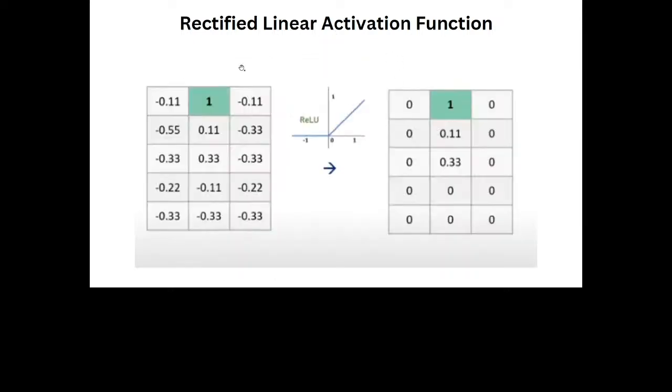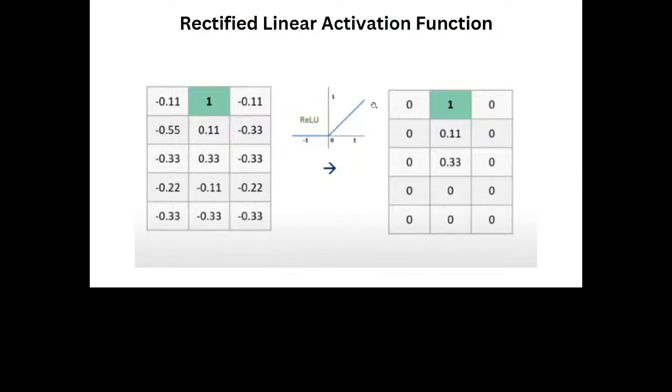In our example, this was the feature map that we generated from the previous step, the convolution operation. After applying the ReLU function, we see that all of the negative values are converted to zero, but the positive values are the same as they were before. That is what the ReLU function is doing.